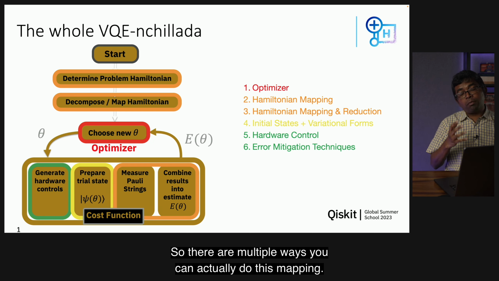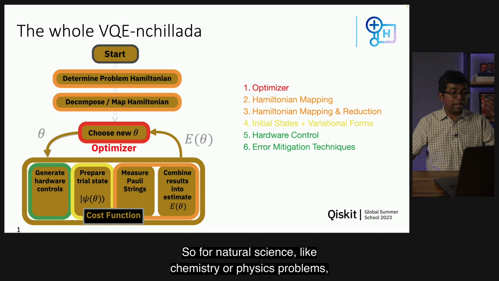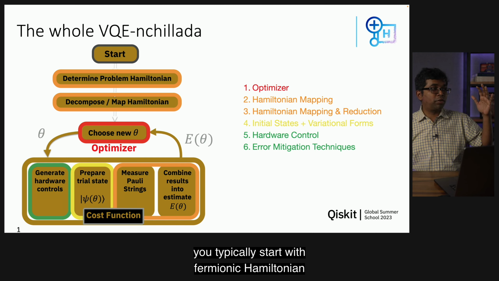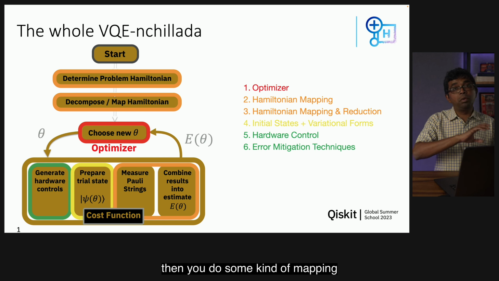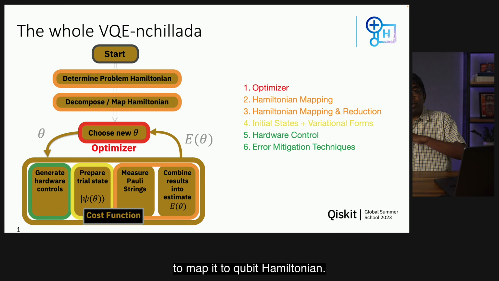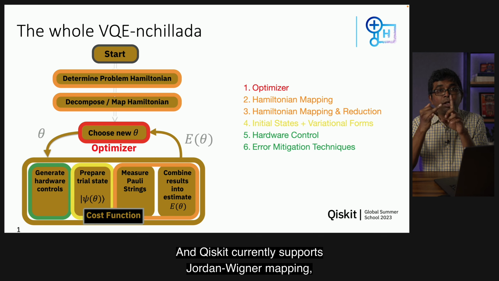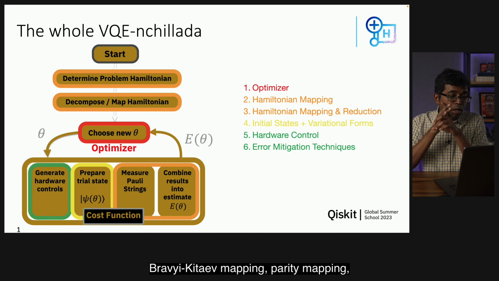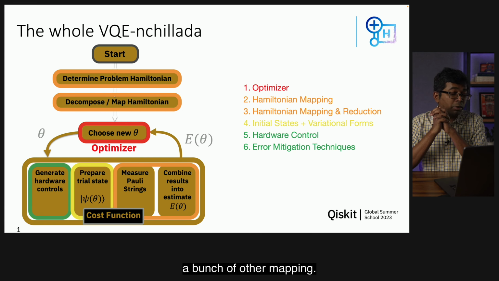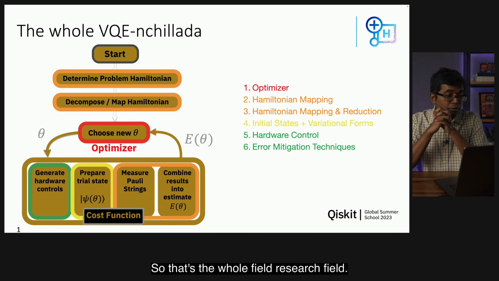There are multiple ways you can do this mapping. For natural science problems like chemistry or physics, you typically start with a fermionic Hamiltonian, then map it to a qubit Hamiltonian. Qiskit currently supports Jordan-Wigner mapping, Bravyi-Kitaev mapping, and parity mapping, and people are investigating a bunch of other mappings. Sometimes they could be aware of the device hardware. That's a whole research field.